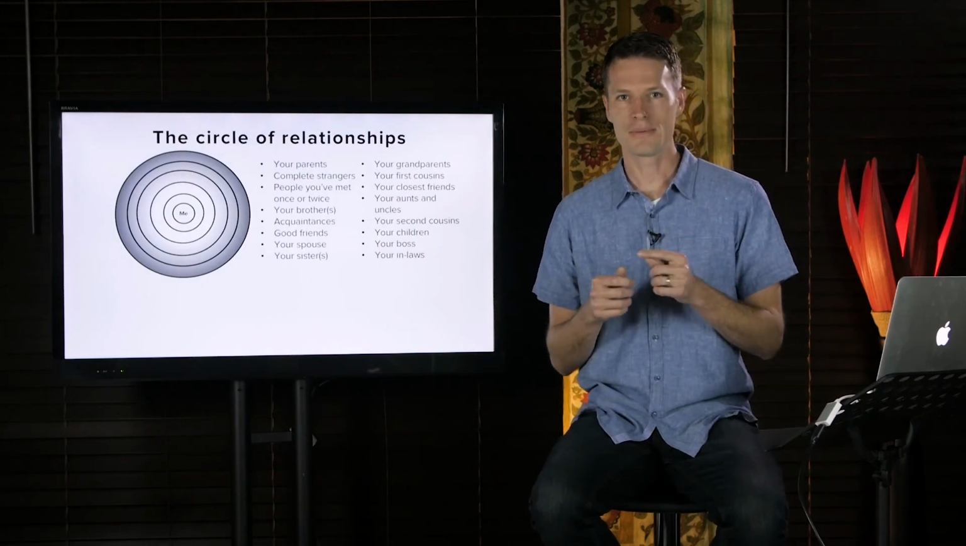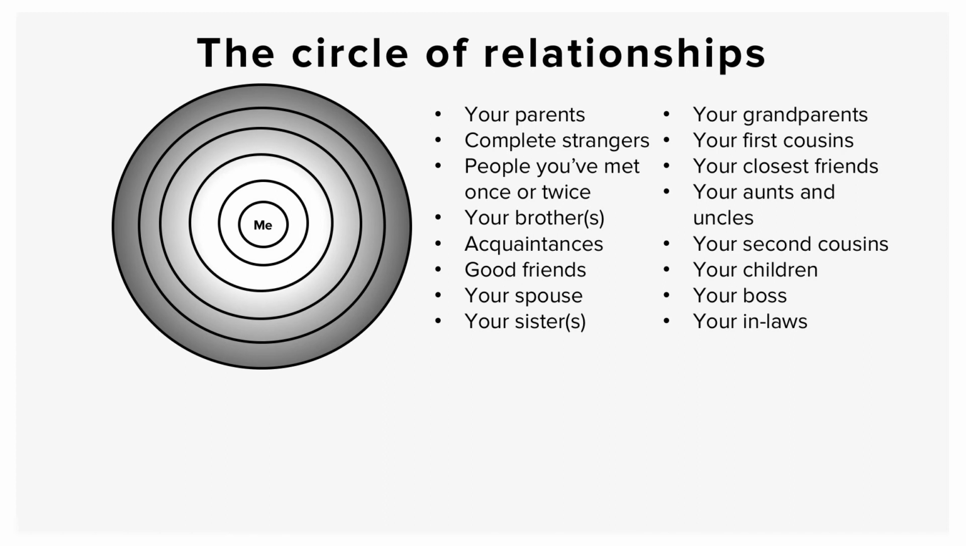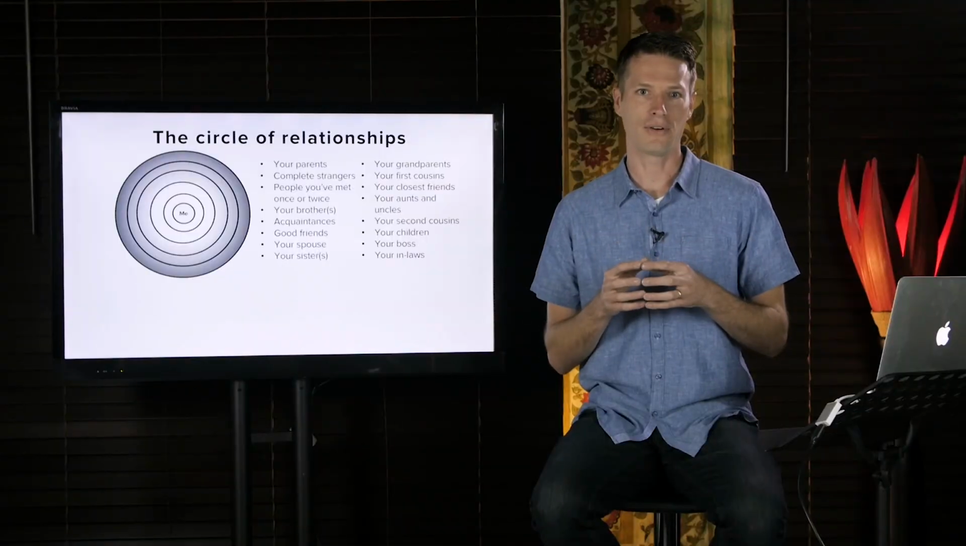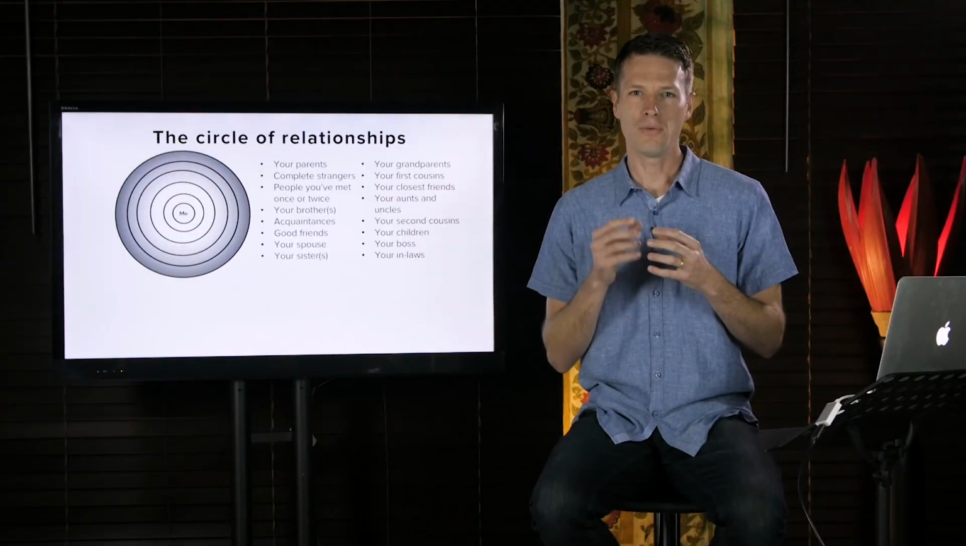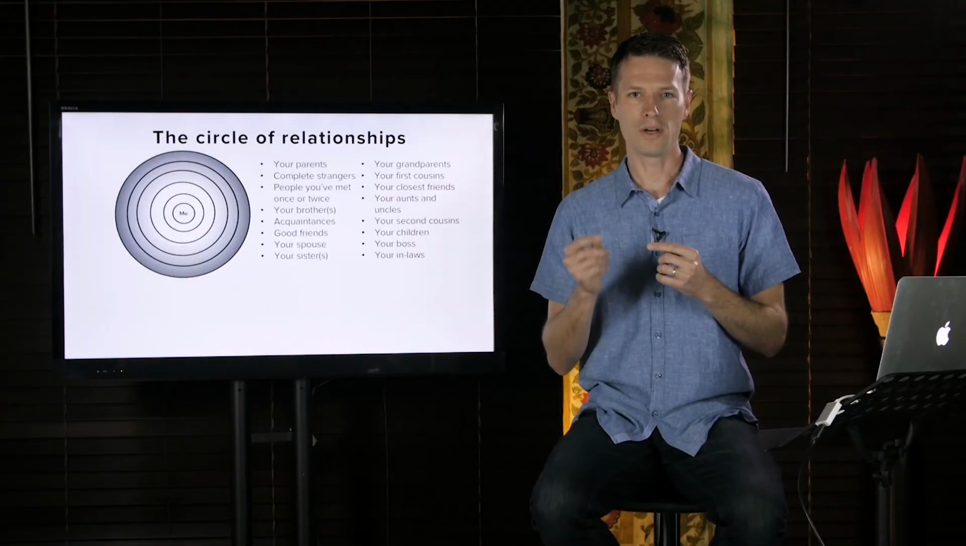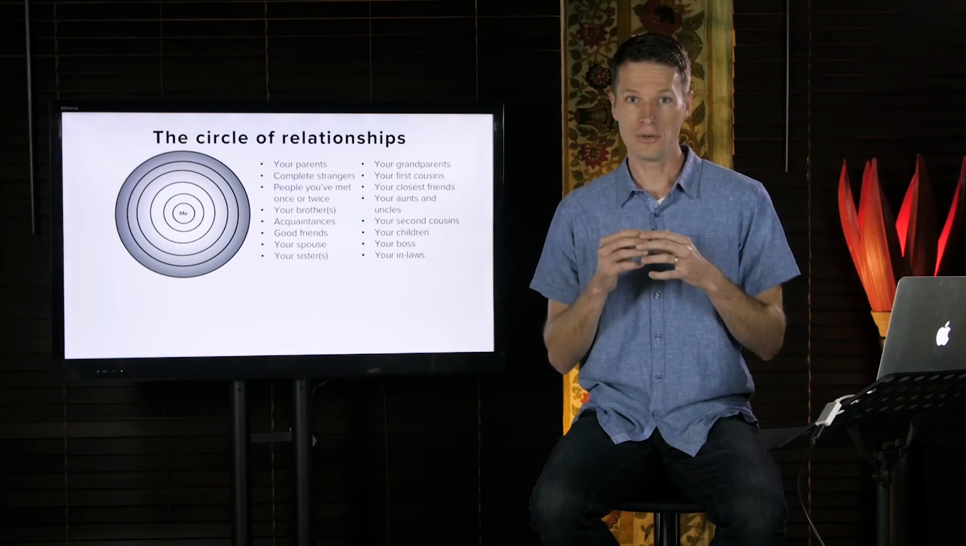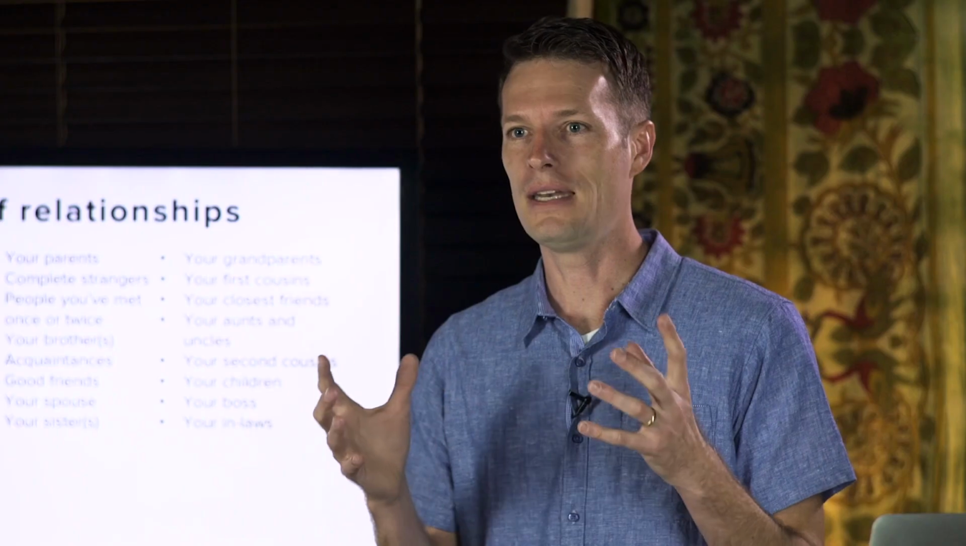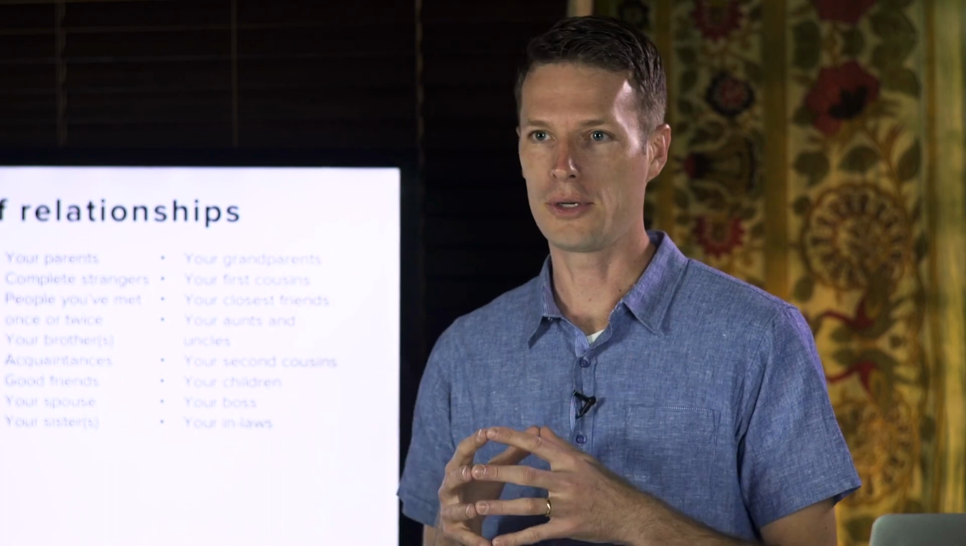Here is a list of types of people and a diagram with a series of rings or concentric circles with you in the center. Draw your own circle diagram on a piece of paper. Then write each type of person in one of the rings, nearer to you or further from the center, depending on any or all of the following criteria.